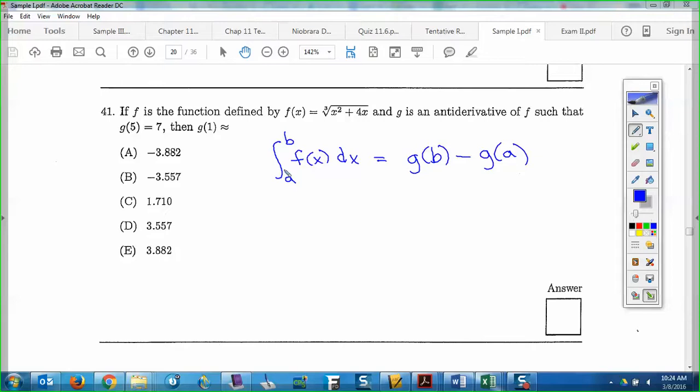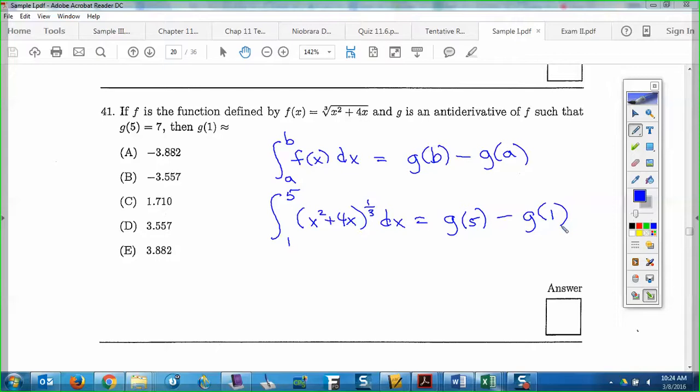1 and 5, right? Because you see those right here and here. So let's write that down. The integral from 1 to 5, and then let me put in my f, x squared plus 4x to the 1/3 dx is equal to g of 5 minus g of 1, right? Isn't this true?